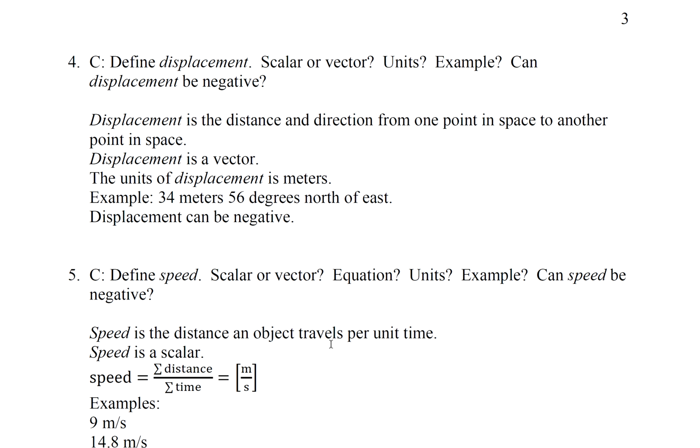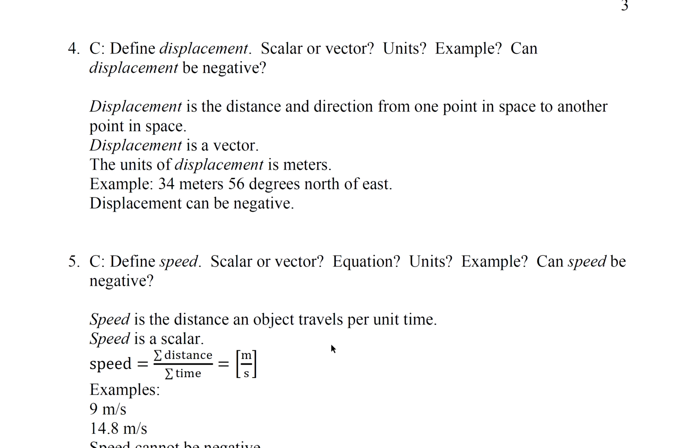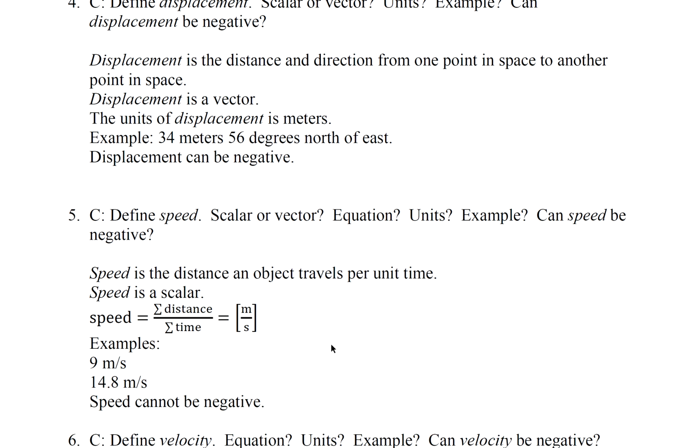Question 4, define displacement. Is it a scalar or vector? Units example, can displacement be negative? Displacement is a distance in the direction from one point in space to another point in space. It's a vector, has units of meters. An example is 34 meters, 56 degrees north of east. And yes, displacement can be negative. So understand the difference between distance and displacement.